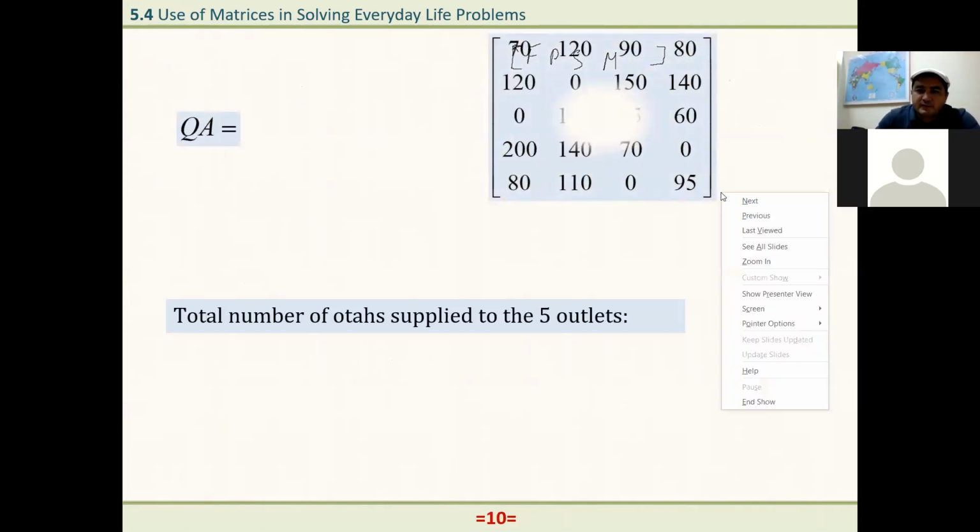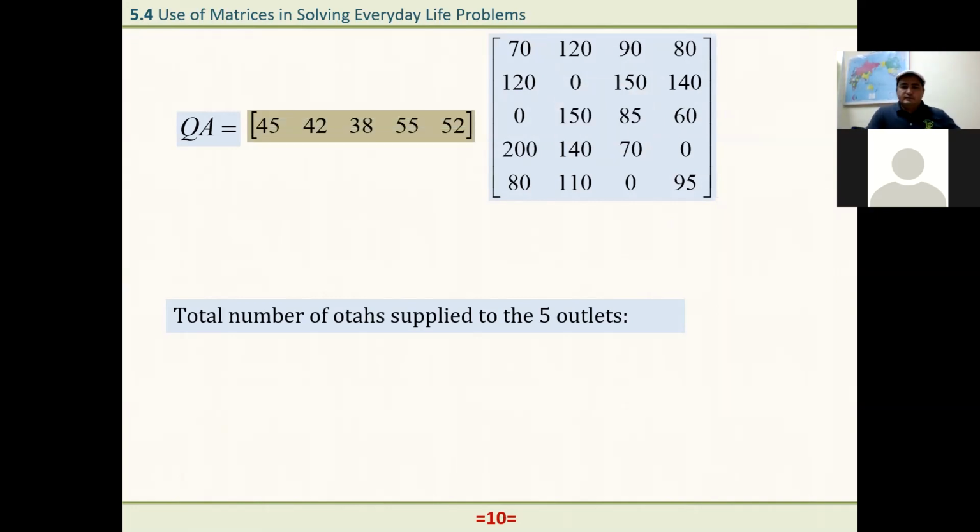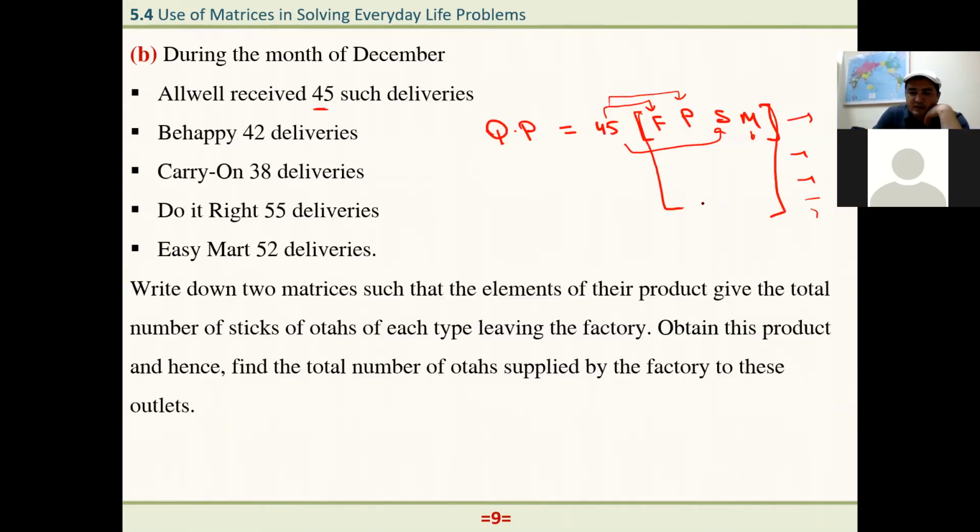So that means the quantity, we need to write those things. Let's see here. If we multiply, this one is fish, or maybe I better write it here: fish, prawn, squids, and the mix, right? Because the question says that the elements of the product give the total number of sticks of OTAs of each type leaving the factory.